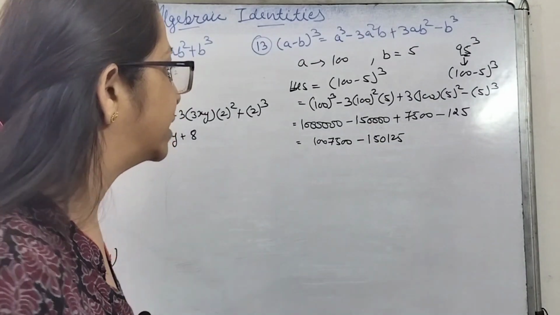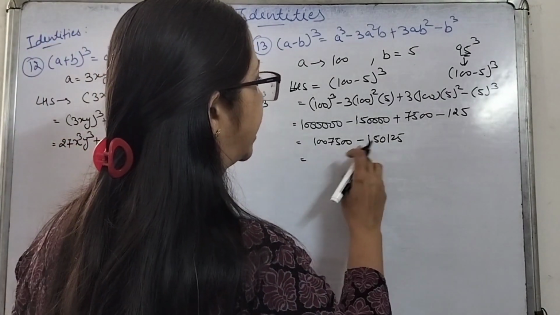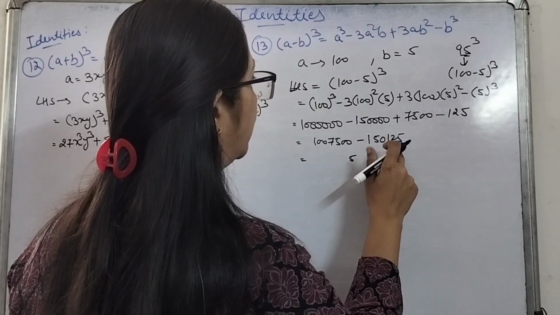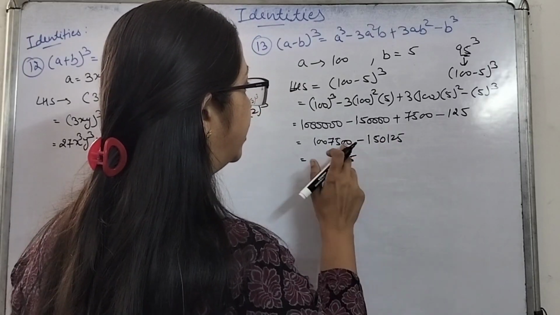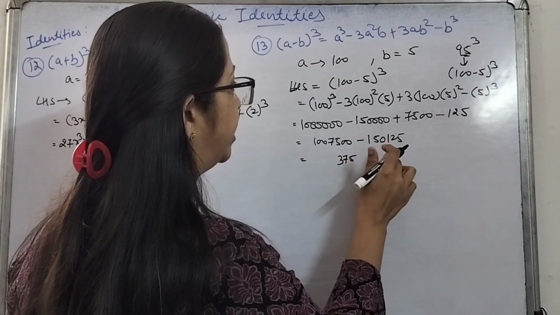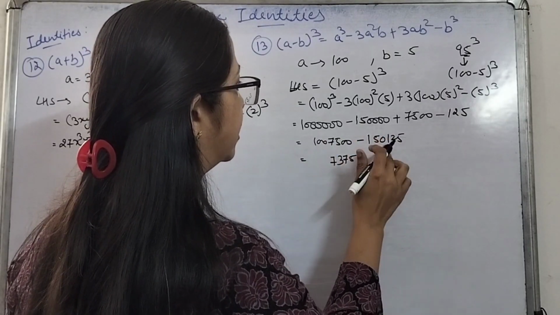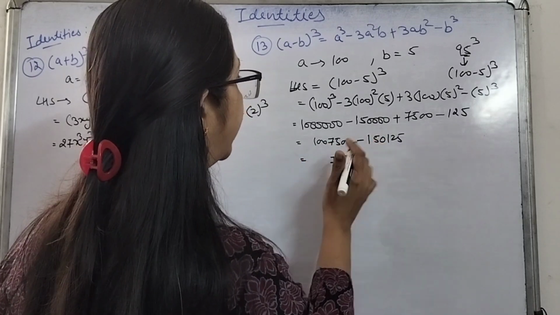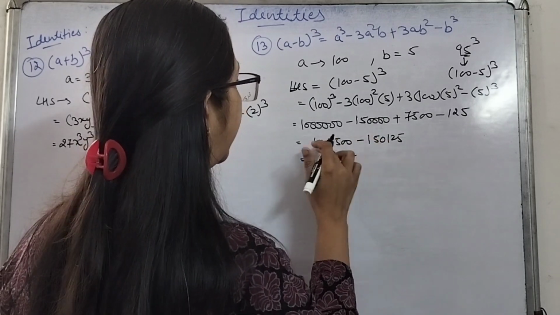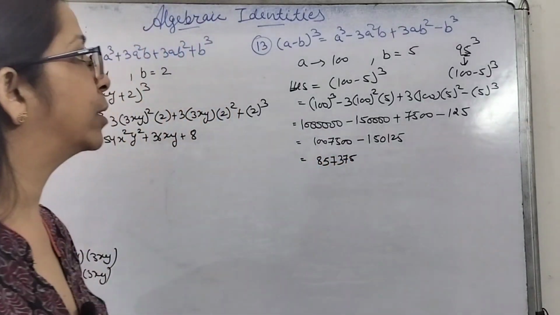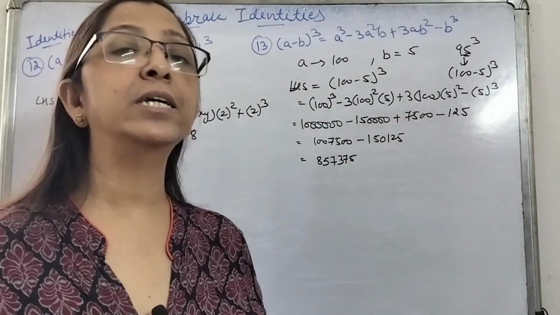Now we will subtract these two. 10 minus 5 will be your 5. 9 minus 2 will be your 7. This will become 4. 4 minus 1 will be your 3. Then it is your 7. Then it is your 10. 10 minus 5 will be your 5. And it is your 9. 9 minus 1 will be your 8. So this will be the cube of your 95.